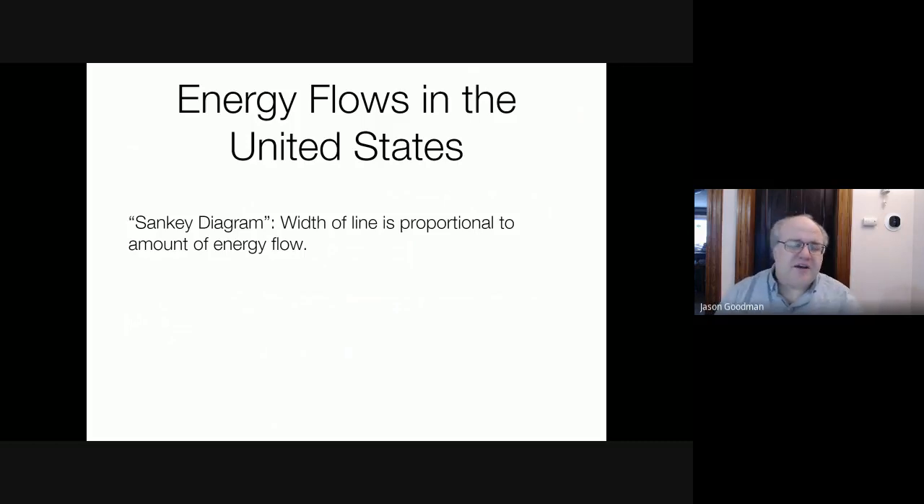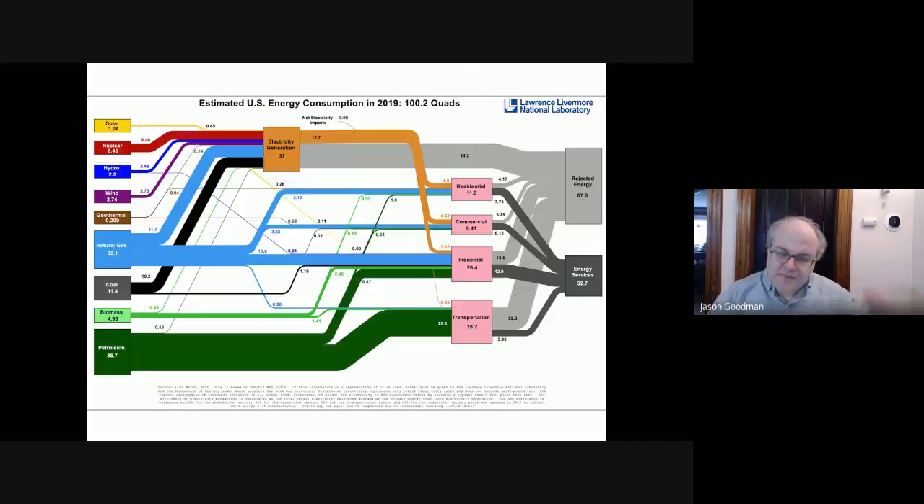I want to start off by talking about how energy is used in the United States, what sources of fuel it comes from, and what purposes it's used for. And the core idea here is something called a Sankey diagram, which can be useful not just for this, but for a wide range of topics. Generally, the idea is it's a complicated web of interconnecting lines, and the width of the line is proportional to the amount of energy flowing from one place to another.